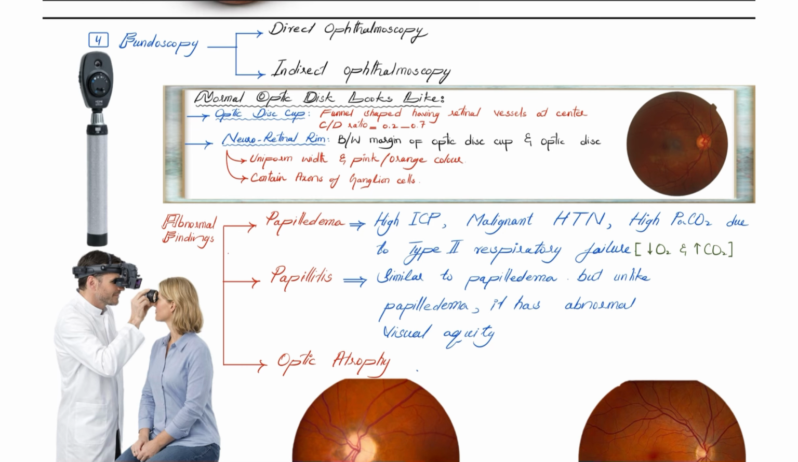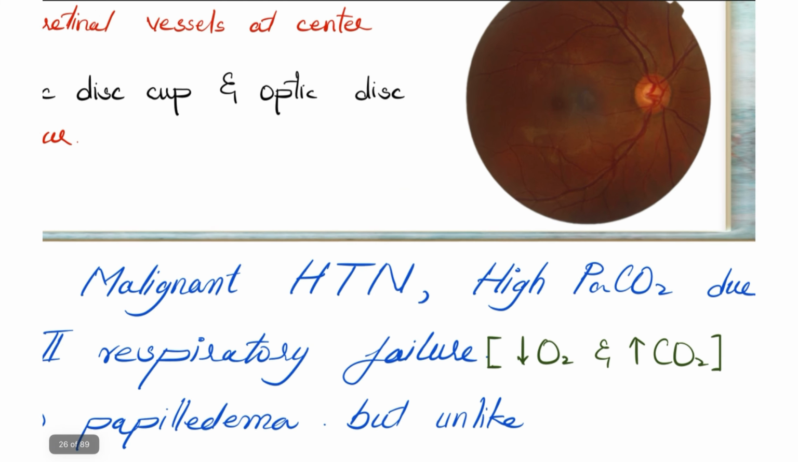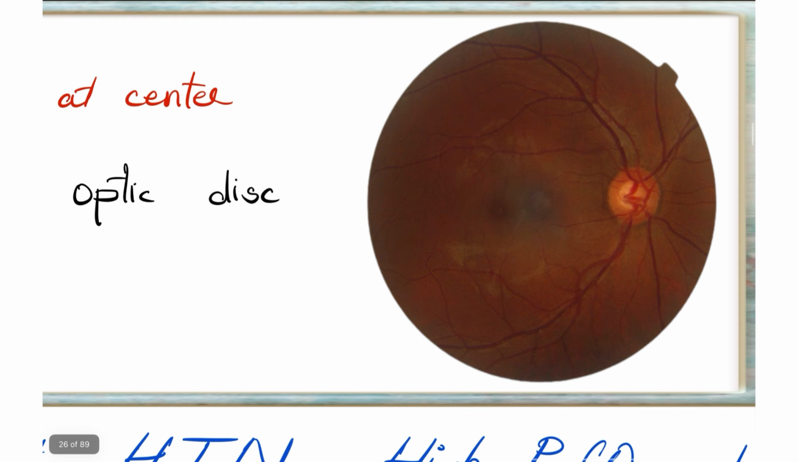When you're looking at the optic disc, you should look at the optic disc cup, which is funnel shaped and has the retinal vessels at the center, and the cup disc ratio is 0.2 to 0.7. The next thing that you have to see in the optic disc is the neuroretinal rim, which is an area between the margin of the optic disc cup and the optic disc. Normally it has uniform width and a pink or orange color, and the neuroretinal rim contains axons of ganglion cells. This is how the normal optic disc looks.